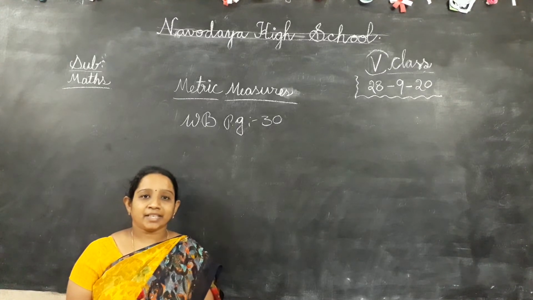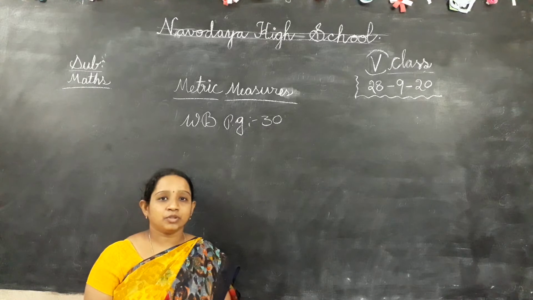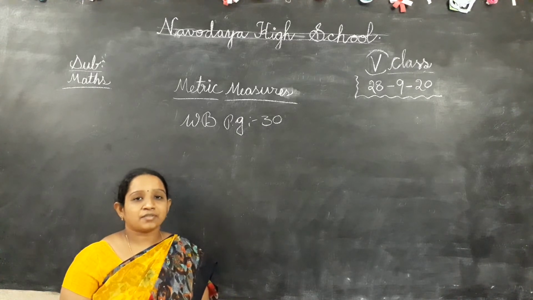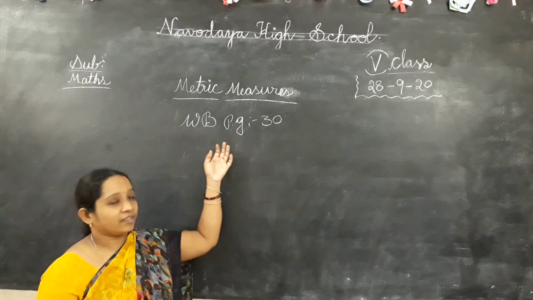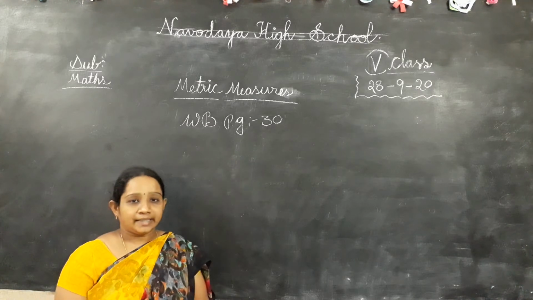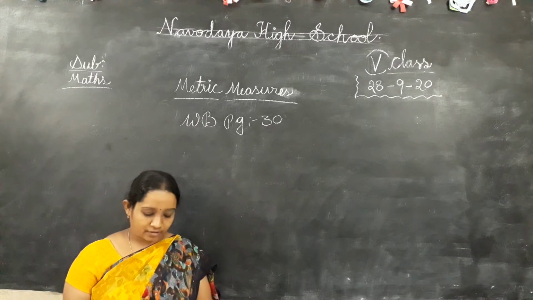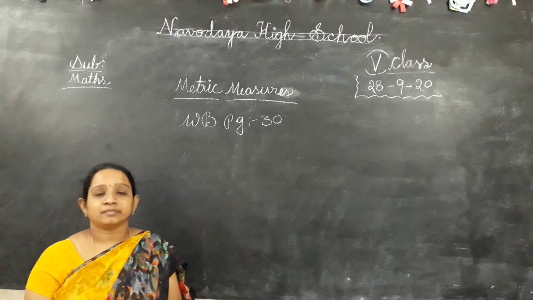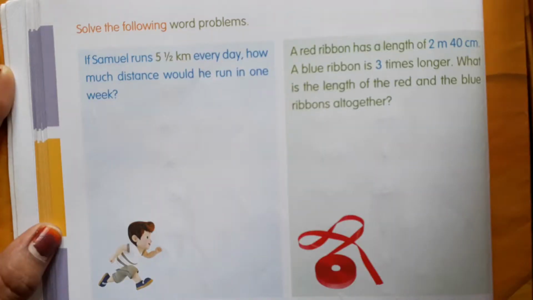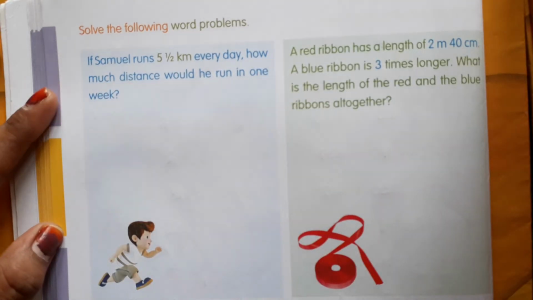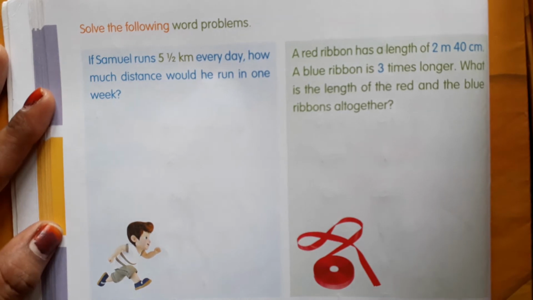We are doing the metric measures chapter workbook. So today also is the continuation of the workbook, children. Open your workbook, page number 30. There are some word problems, children. Now look, children, page number 30. Solve the following word problems.